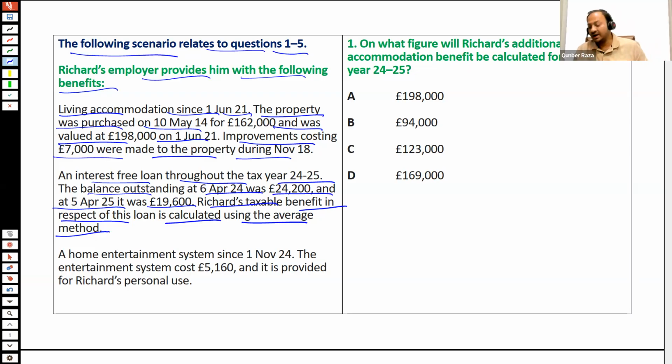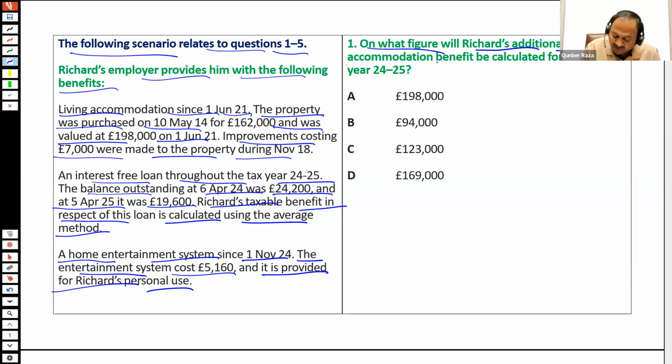So we will be calculating the benefit of this with the help of the average method. Okay. A home entertainment system since 1st November of 24. The entertainment system cost 5160 and is provided for Richard's personal use. On what figure will Richard's additional living accommodation benefit be calculated for the tax year 24-25?